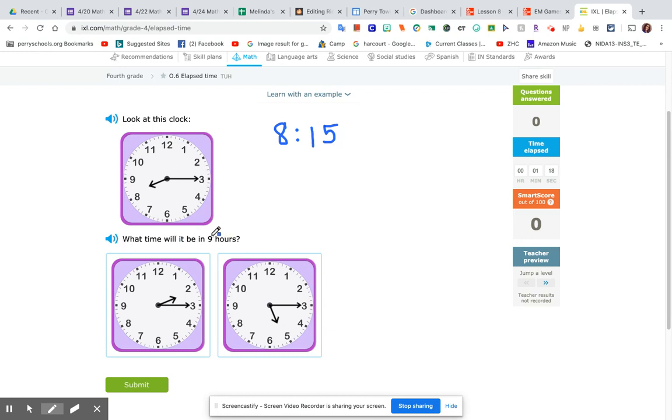Well, I have to jump ahead 9 hours. A lot of you are like, easy, add 8 plus 9. That's fine, but we don't go around using military time. We don't say it's 17 o'clock, and neither of these has 17. So let me show you a better strategy.